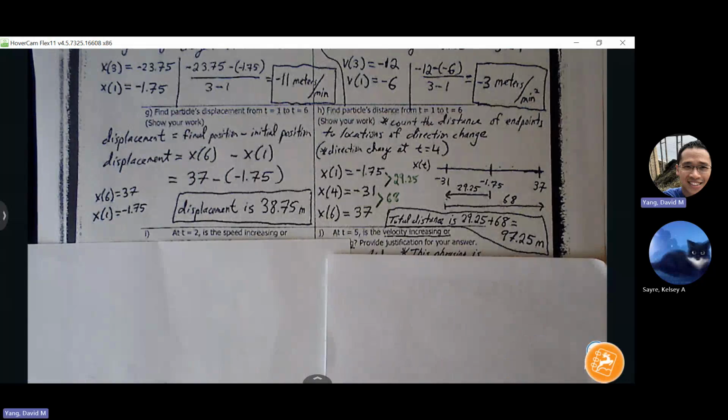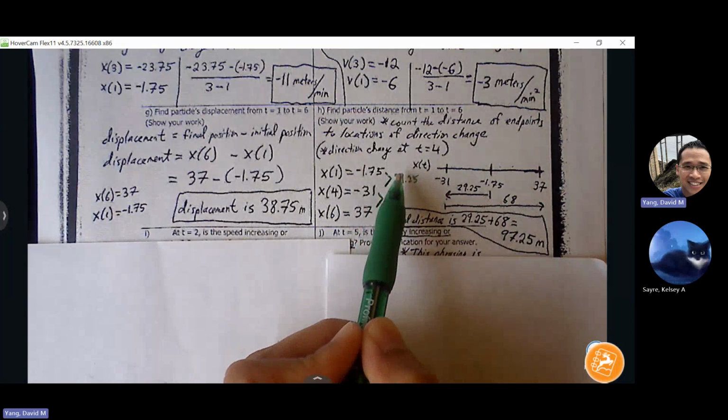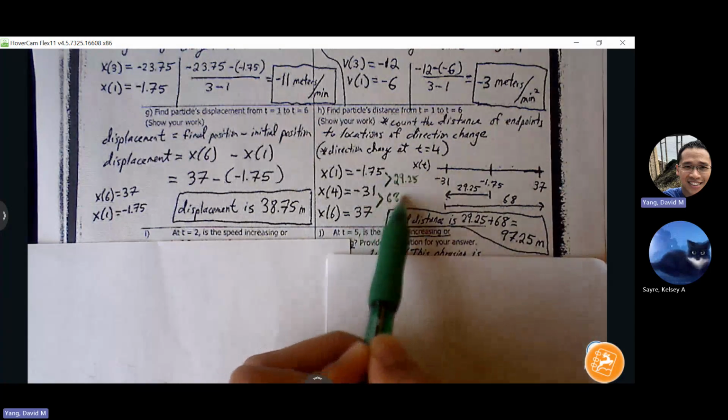And the reason that I like to use that steps analogy is because it reminds you, okay, I'm taking steps here, so everything that I'm counting is positive numbers. So positive 29, positive 68.